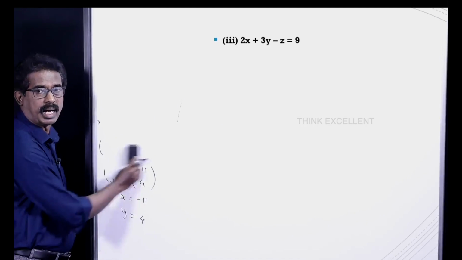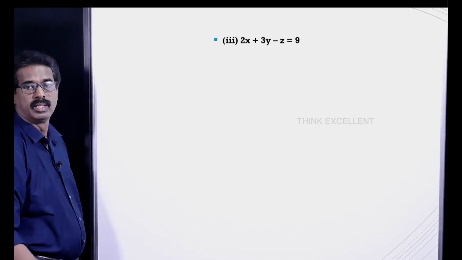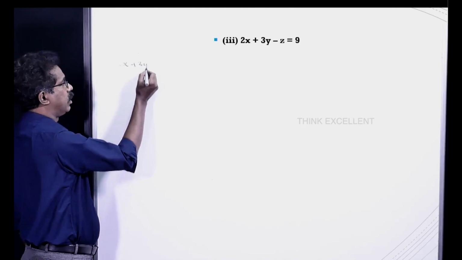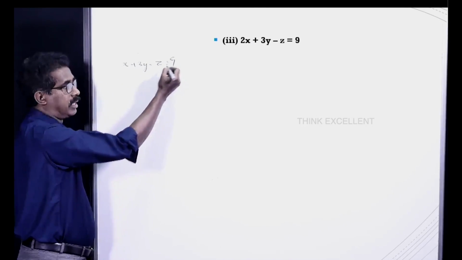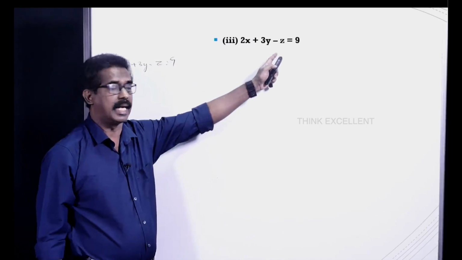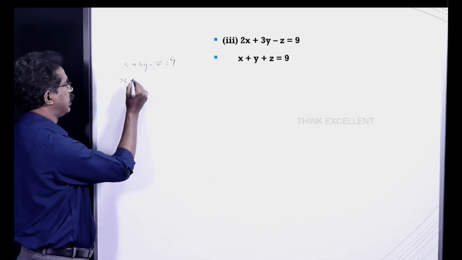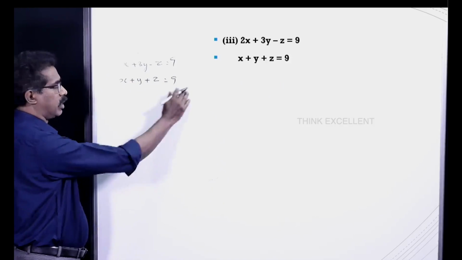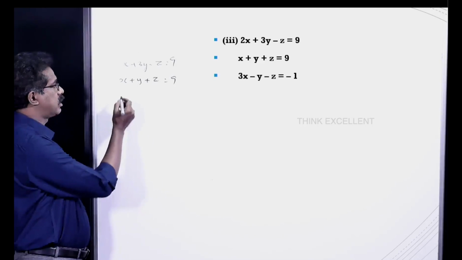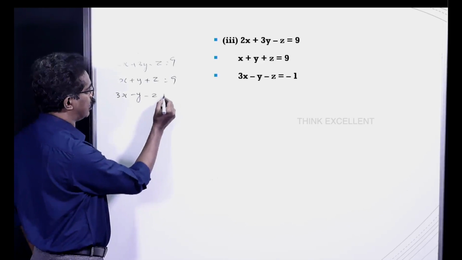Now you see another question in 3 variables, X, Y and Z. The first equation written here, 2x plus 3y minus z equal to 9. Is it in the correct form? Yes, it is the correct form. What are the coefficients? You write 2, 3 and minus 1. First equation. Second equation, x plus y plus z equal to 9. Correct form only, right? If it is not in the correct form, you write it in the correct form. And the third one is 3x minus y minus z equal to minus 1.